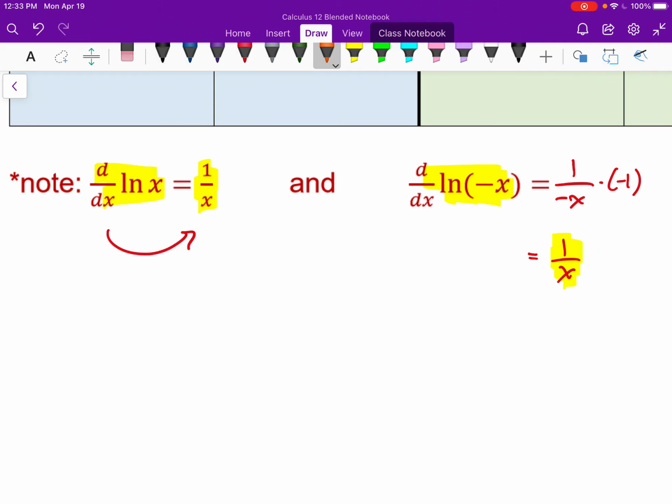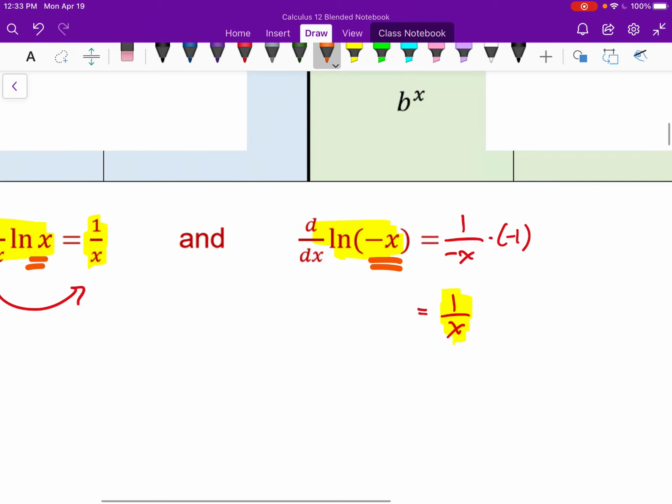And so when we're anti-differentiating, we're looking backwards. It doesn't matter essentially which one we look at. They're both correct. And so I essentially summarize that as what you see right here.